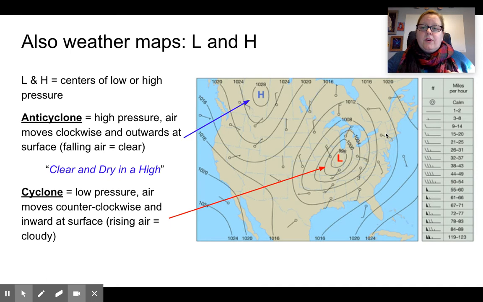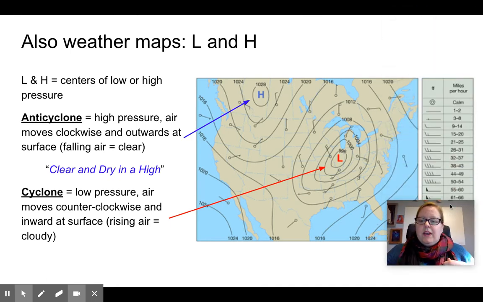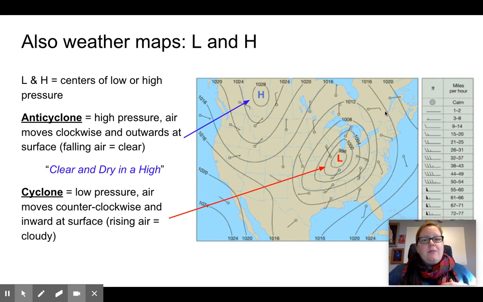So that's it for isobars and for wind. The next lecture is going to be about some smaller scale winds. Instead of the whole weather map, we're going to bring it down to some local and regional wind patterns.